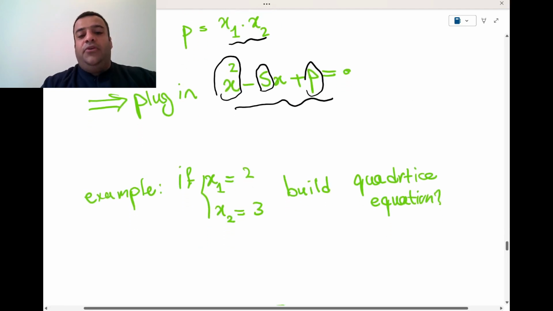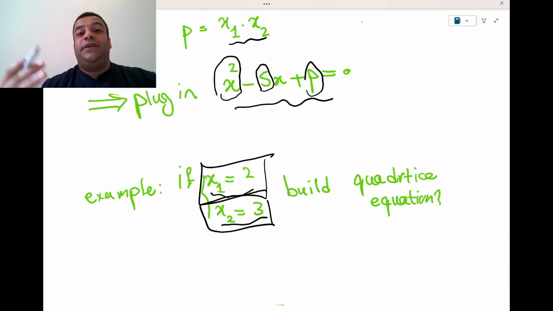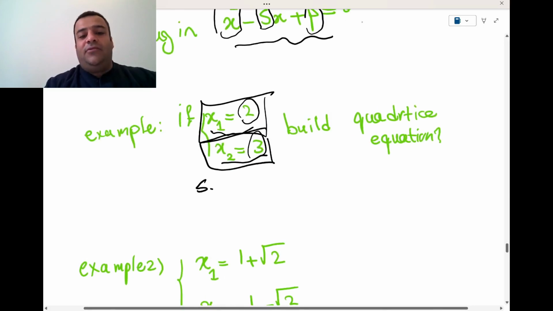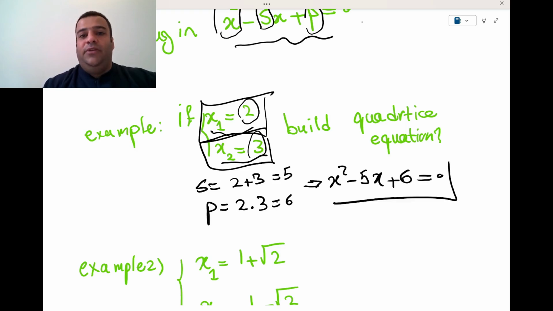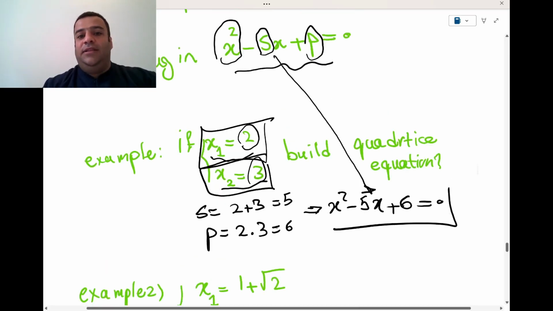For example, you have two numbers, and with these two numbers you're going to produce a quadratic equation. The roots are 2 and 3. First, I calculate s is 2 plus 3 and p is 2 times 3. The answers are 5 and 6, and after that I put them in this equation: x squared minus 5x plus 6 equals 0. Yes, exactly.